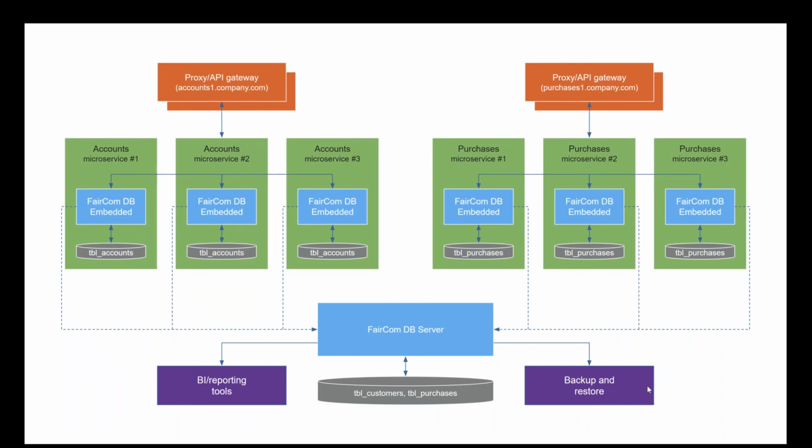And as I had mentioned before, I probably would have backup and restore processes running on the FairCom DB server in the background. I don't think there's much value in running them on the microservices. Yes, we're doing asynchronous replication, but that's the nature of backups. I mean, if there's data changing all the time, there's no perfect time to do a backup. So run those in the background. All our BI reporting tools can be running in the background. And it leaves all of the resources on the microservices dedicated towards transaction processing.